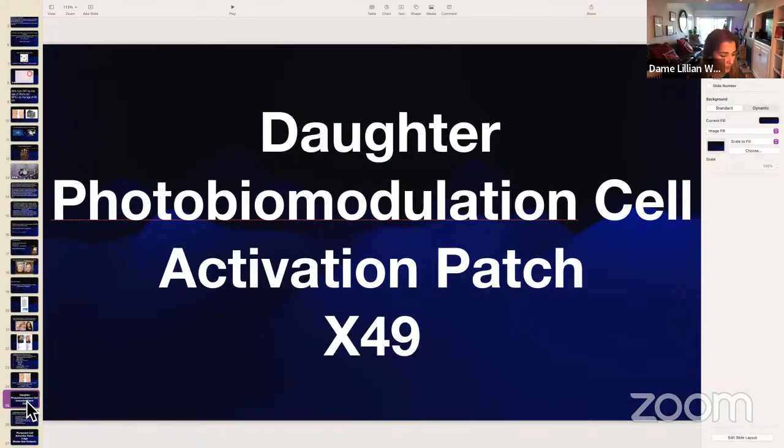Okay, next patch we're going to go through is the daughter activation patch. Does anybody have a question about the first patch? Okay, if no one has any question about that, I'm going to go on to the bullet points for the next one.